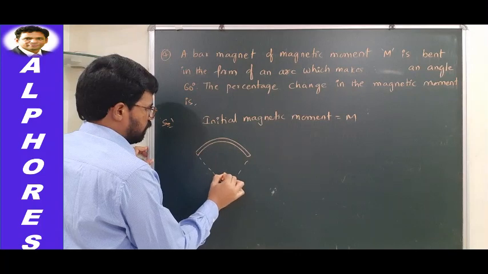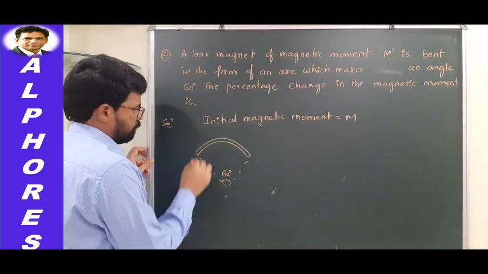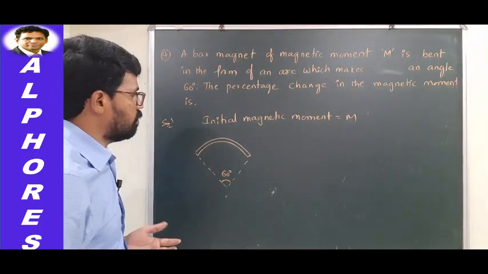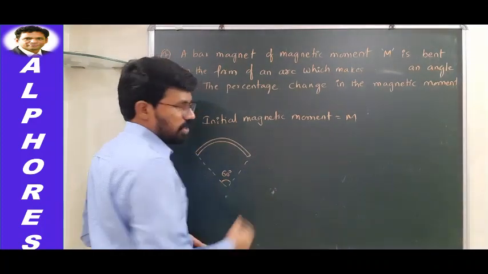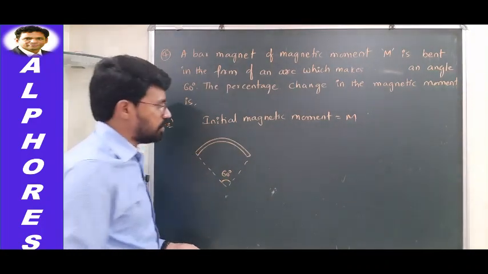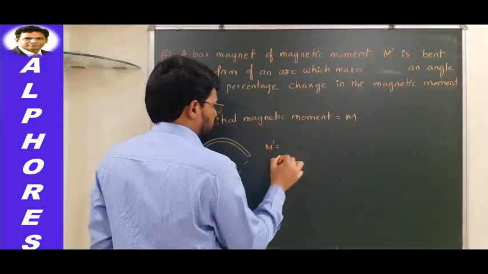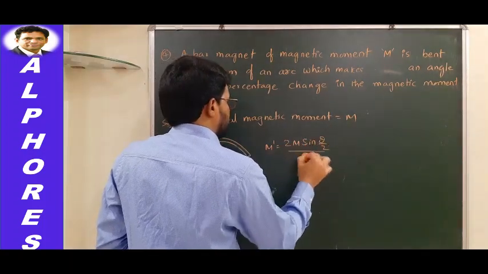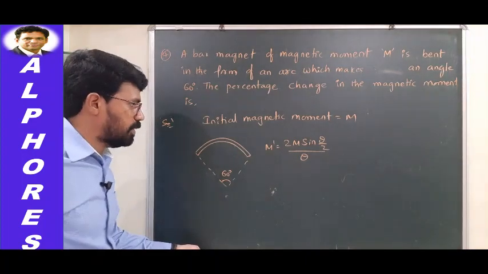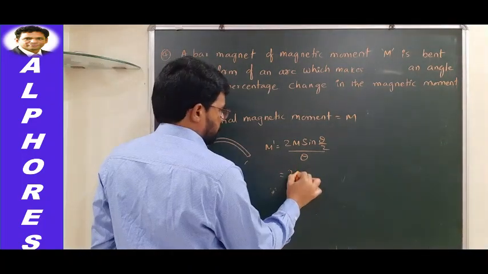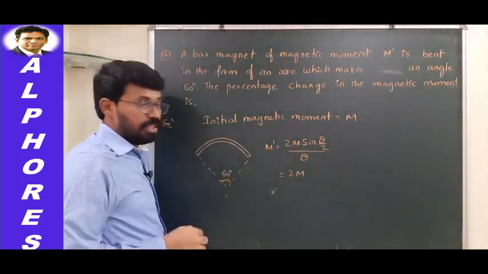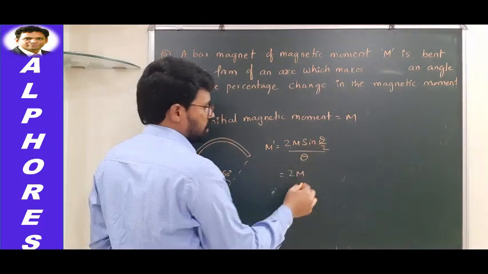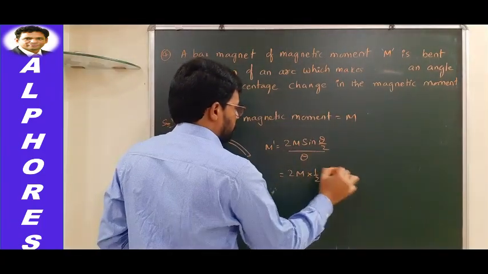making an angle theta equal to 60 degree. Okay, so what is the magnetic moment? We have to find out that. I have already given you that equation. We have derived that in the previous session. M dash is equal to what? 2m sine theta by 2 by theta. Isn't it? So let us try to find out. 2m, theta is what? 60 degree. Sine 60 by 2, it's sine 30. Sine 30 is 1 by 2.